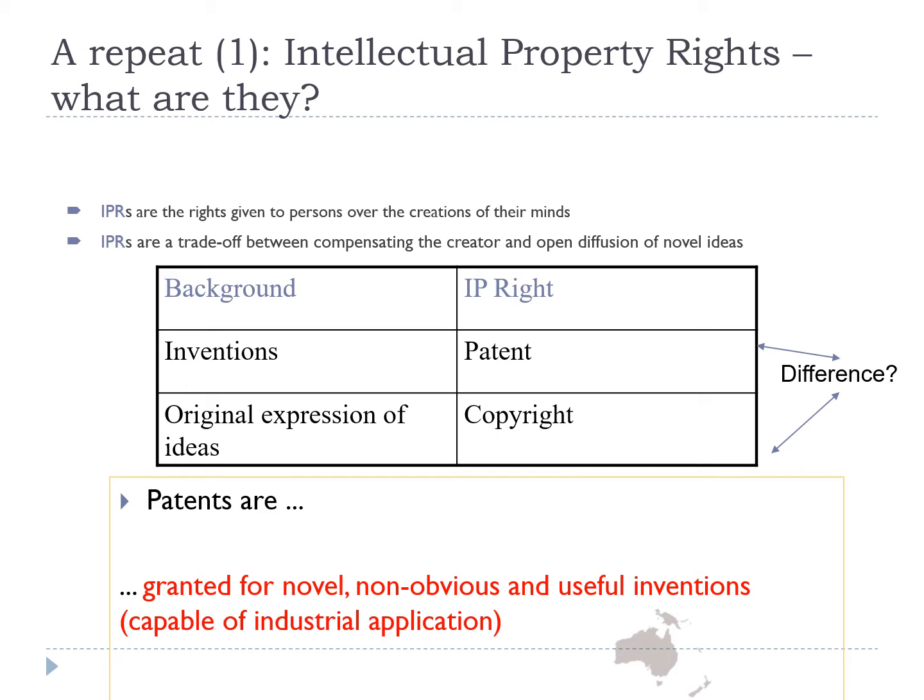Inventions are protected by patents. Visual designs would be protected by design rights. Some kind of identifying or distinguishing sign would be trademarked, right? And our original expression of ideas would be copyrighted, right? For a Harry Potter book, we have a copyright on it. Coca-Cola, BMW, typical trademarks.